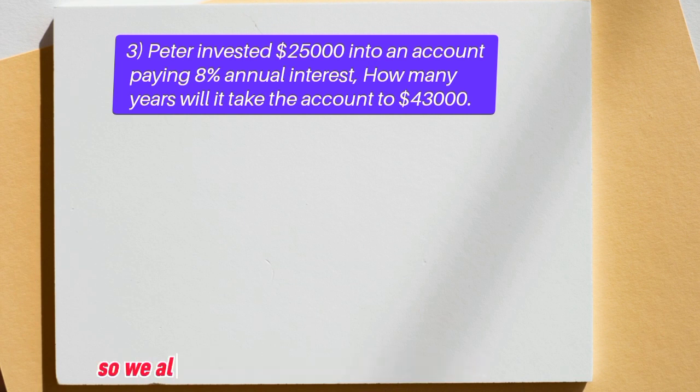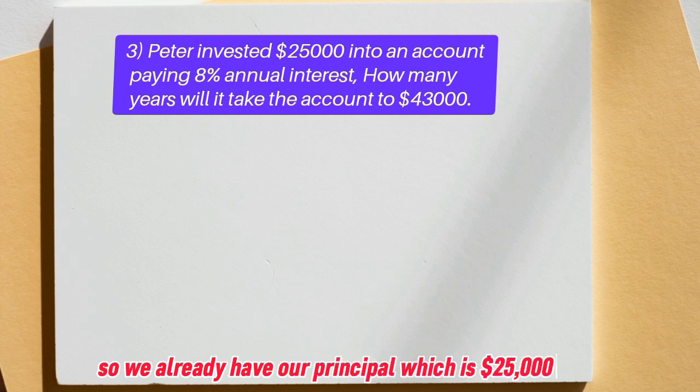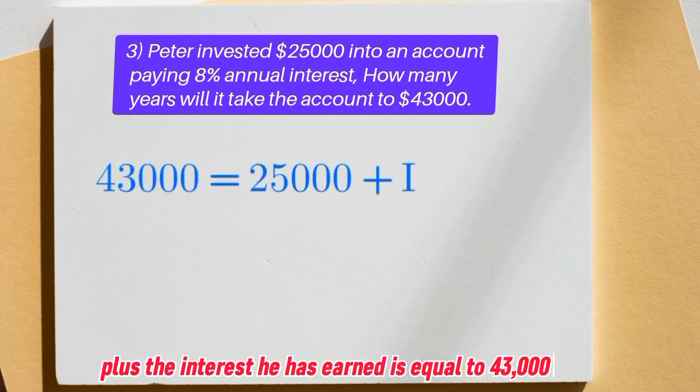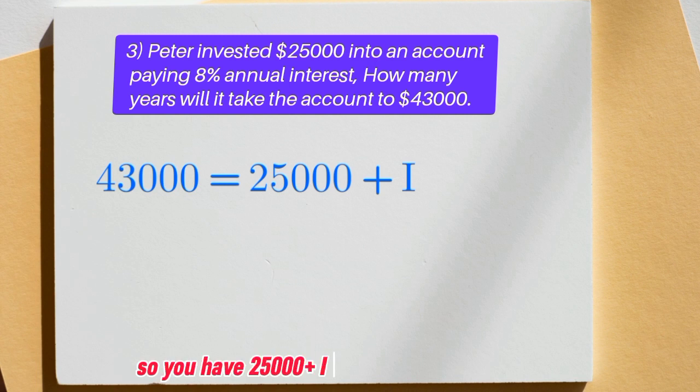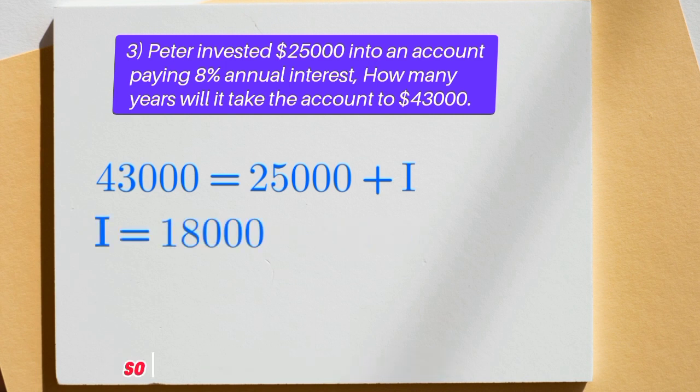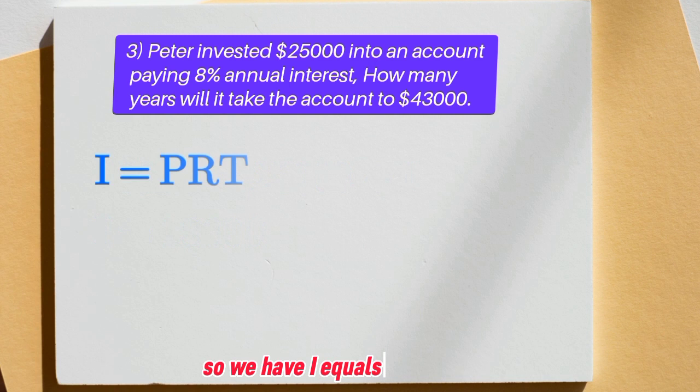So we already have our principal, which is $25,000, and then the principal plus the interest he has earned is equal to 43,000. So you have 25,000 plus I equals 43,000. So in order to solve for I, we have to do 43,000 minus 25,000. And doing that, we have 18,000. So our I here, that is the money he has earned over the years, is 18,000. Now, we are trying to solve for T, right? So we have I equals PRT.